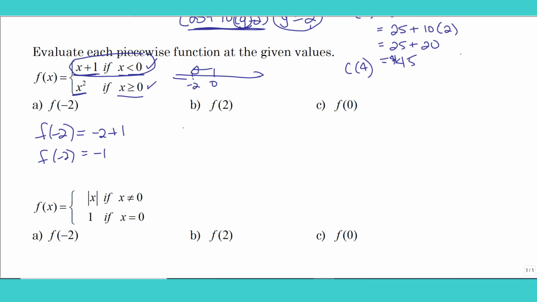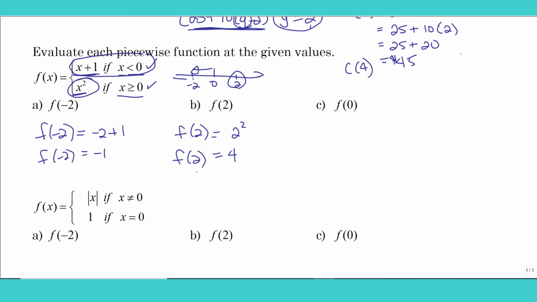Okay, let's look at the next example. f of 2. And again, is 2 greater than 0 or less than 0? Well, it's definitely greater than 0, so I would use that part of the function. So that would be 2 squared, or 4. So f of 2 is equal to 4.